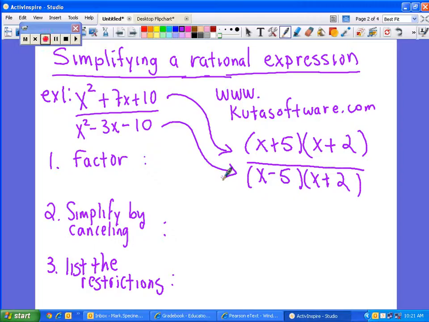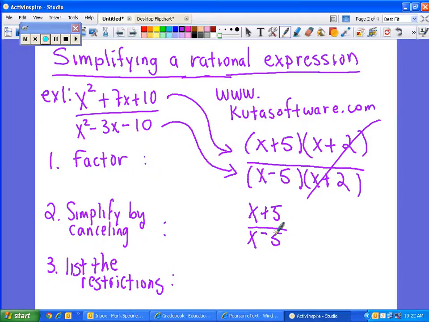Look for places where the numerator and the denominator are identical, because you can cross them out because the quotient is 1. So I can cancel out my x plus 2's, leaving me with x plus 5 in the numerator and x minus 5 in the denominator. So that's step number 2.